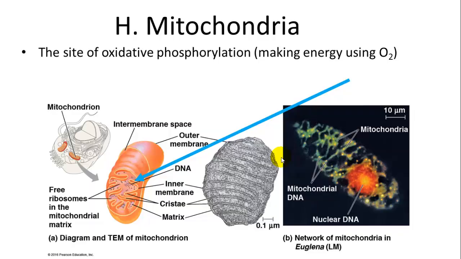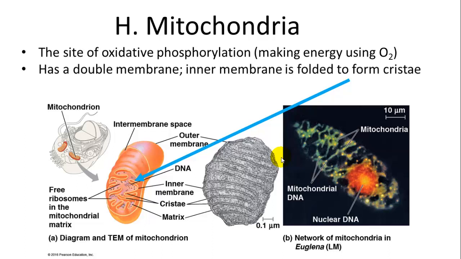All right, mitochondria. Mitochondria are the powerhouse of the cell. This is where all the energy is being made. And the process of making energy is through oxidative phosphorylation. It also has a double membrane similar to the nucleus. And the inner membrane is folded to form these structures called cristae. They'll kind of look like little fingers in foldings.